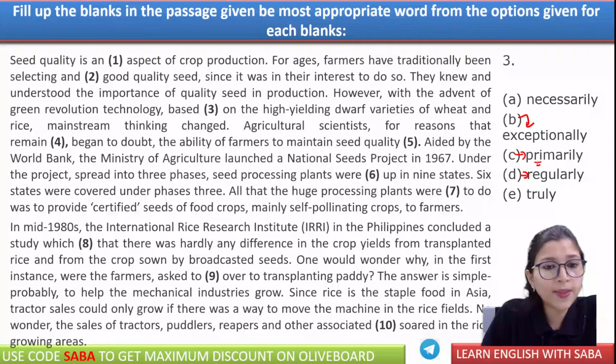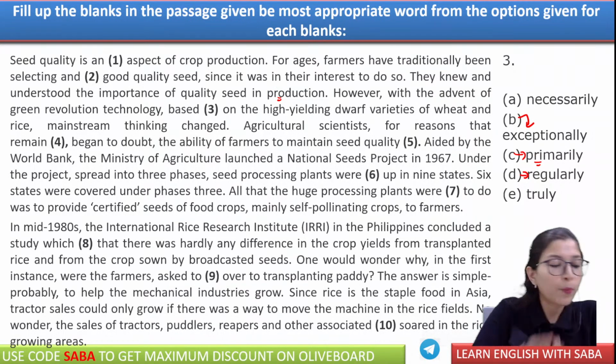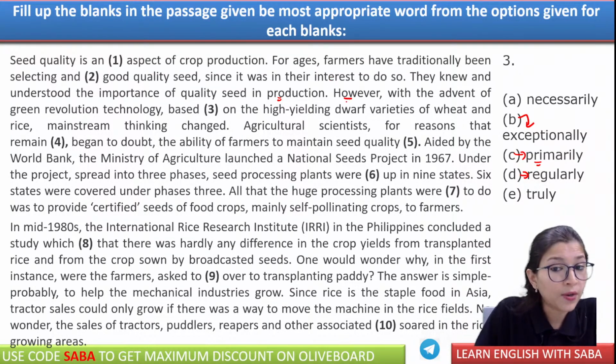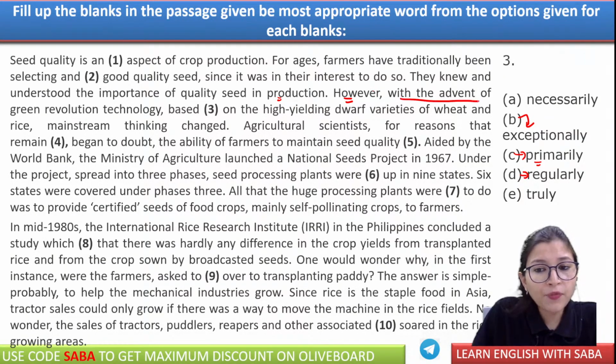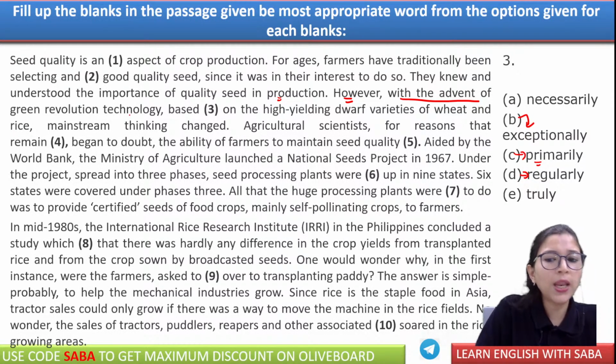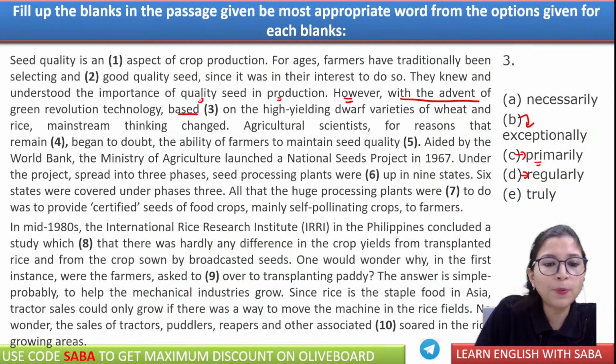Okay, now listen to me. Read the sentence carefully. They knew and understood the importance of good quality seed in production. Farmers को बहुत पहले से पता था कि प्रोडक्शन के लिए किसी भी सीड की अच्छी क्वालिटी का होना कितना ज्यादा जरूरी होता है. They knew this thing. Okay. However, with the advent, means onset, advancement, progress, you can say, ठीक है, starting of green revolution technology के आने से, based primarily on, are we talking about primarily on or exceptionally on?